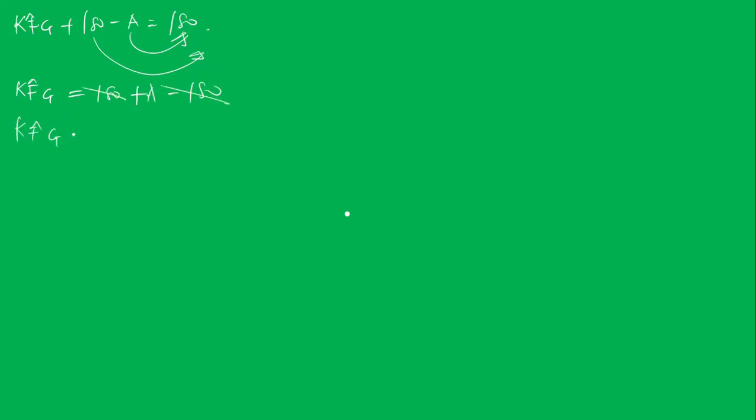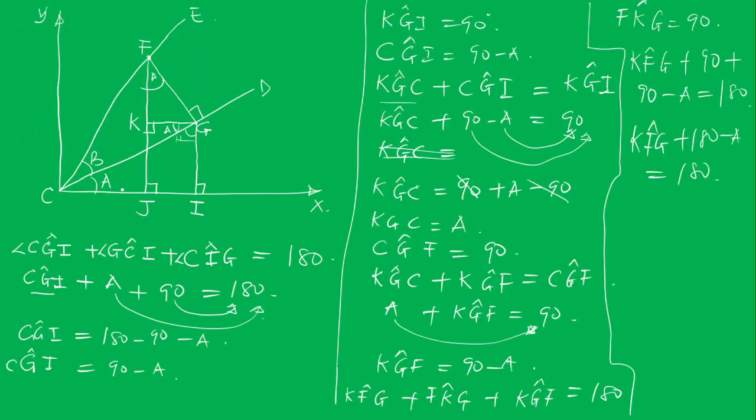Now let's go to the next page. You have KFG plus 180 minus A is equal to 180. So if you move minus A to this other side, it becomes plus. You move plus 180 to this other side, it becomes minus. You have KFG equal to 180 plus A minus 180. So this will cancel out this. You have KFG equal to A. So now, having gotten all this explained, here is A, here is A.